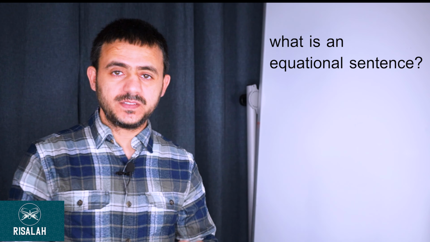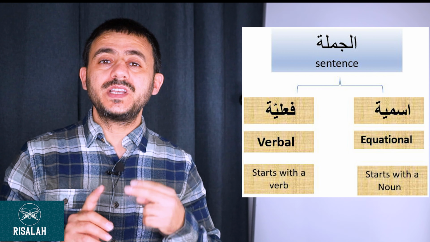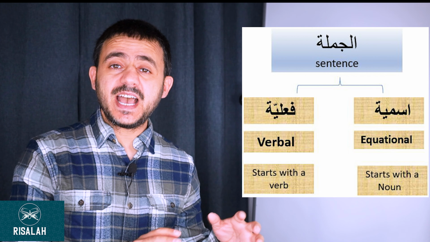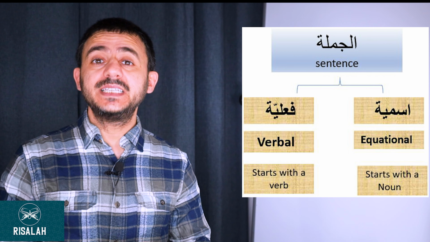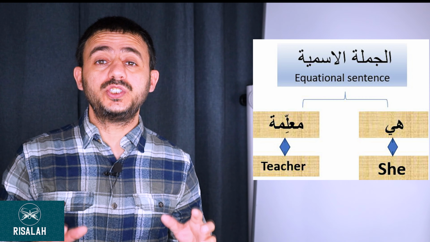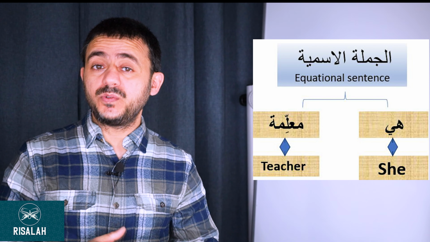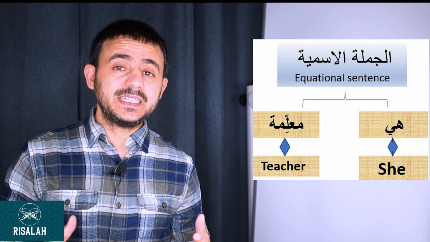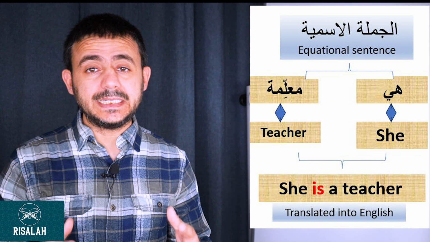Now, in this video, I'm going to tell you all about the equational sentence. What is the meaning of equational sentence? To answer this question, you need to know that in Arabic language, there are two kinds of sentences. Sentences that have verbs and sentences that do not have a verb. Yes, that's absolutely right. In Arabic language, a huge part of the language is made by sentences that do not include a verb. In English language, sentences need verbs. In Arabic language, there are sentences that do not need a verb.